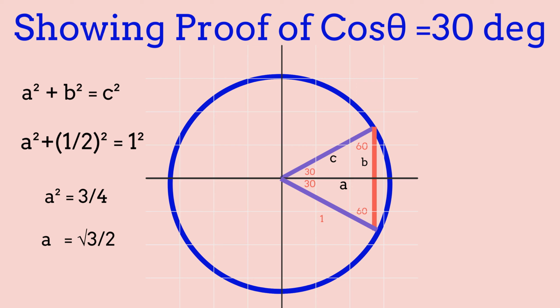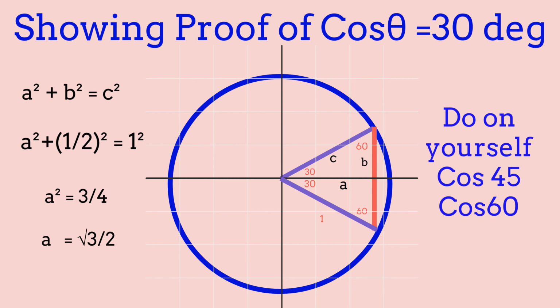So this is basically how you can find out the values of cos theta. And just note that I just covered the way to find out the values of cos 30, and the same way you can find out the values of cos 0, cos 45, cos 60, and cos 90. So this is basically an overview and an introduction of cos theta.